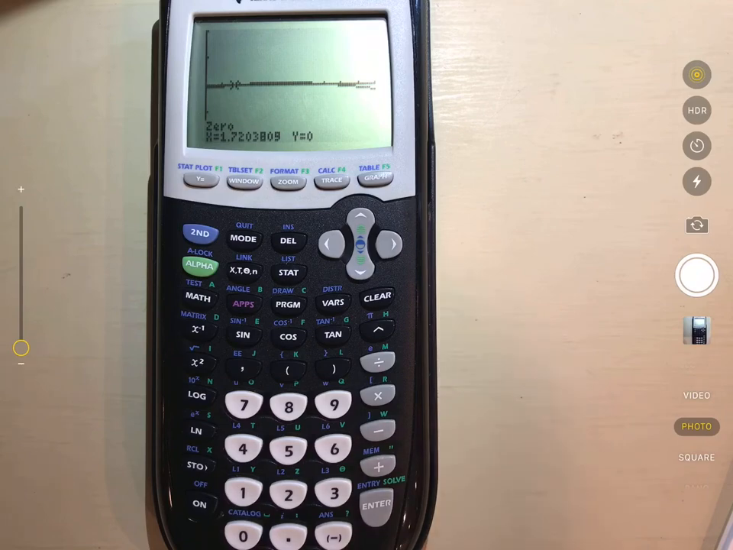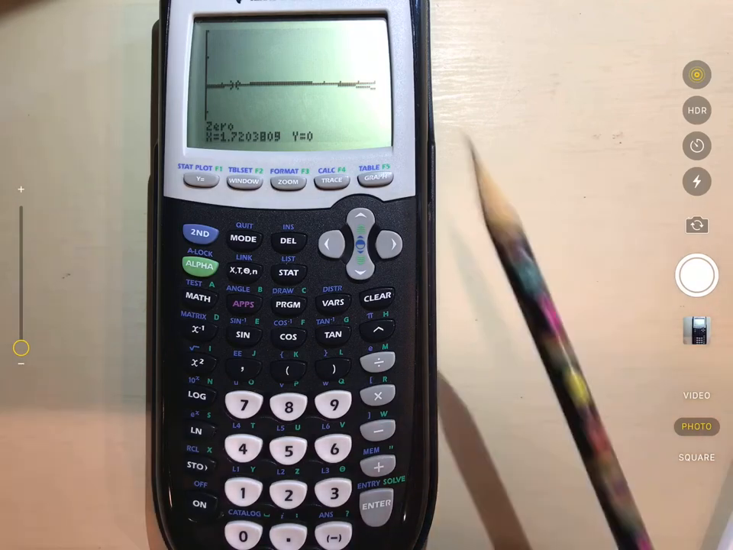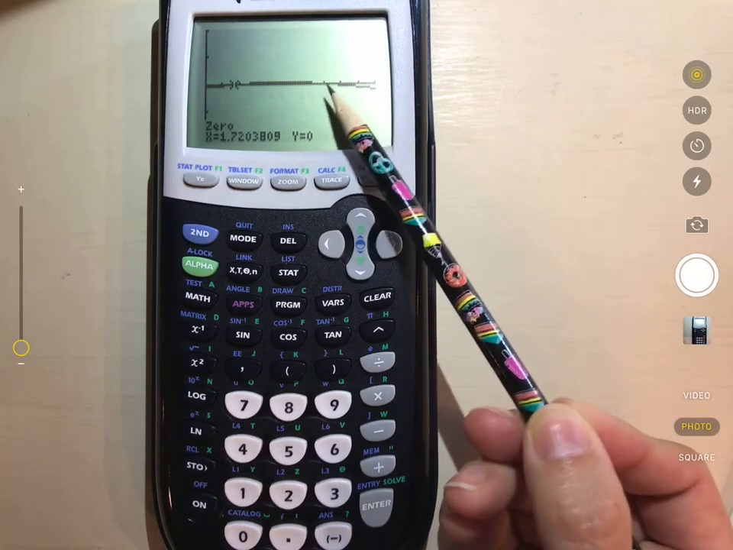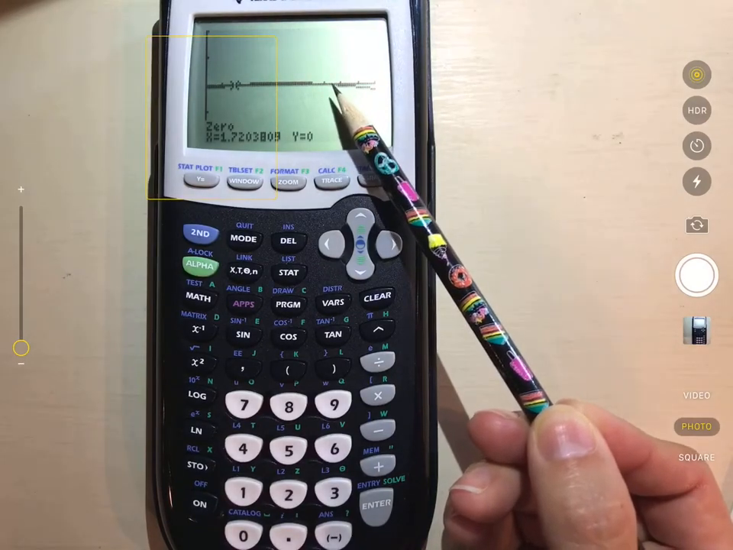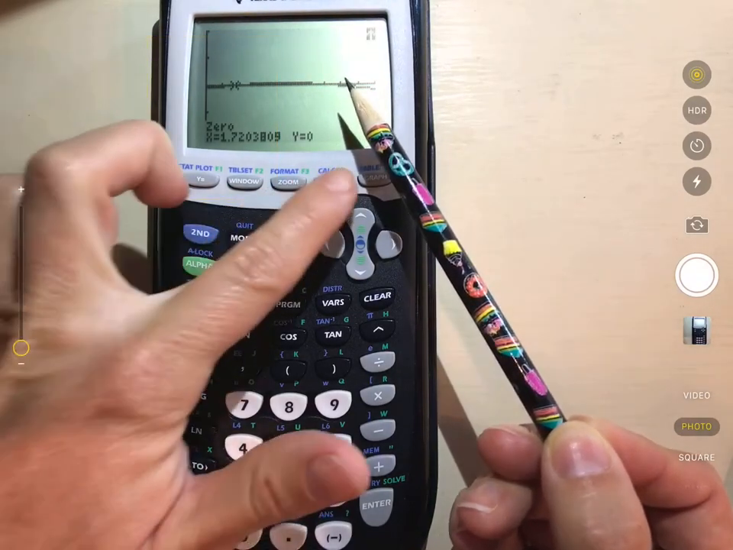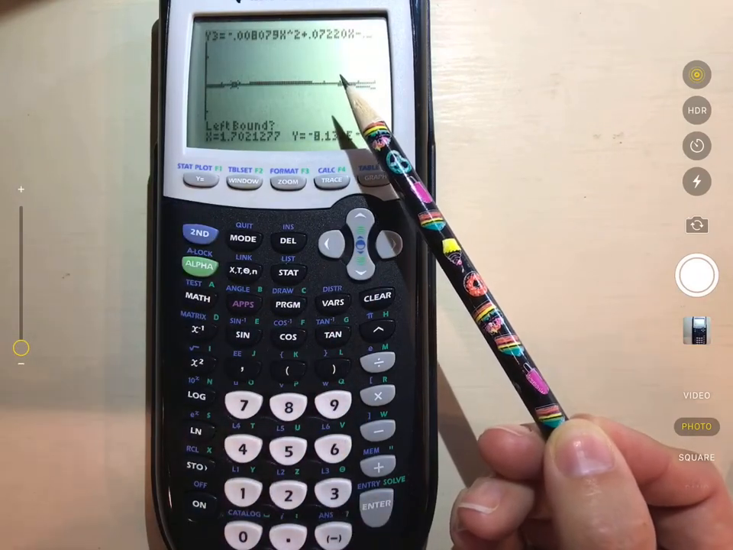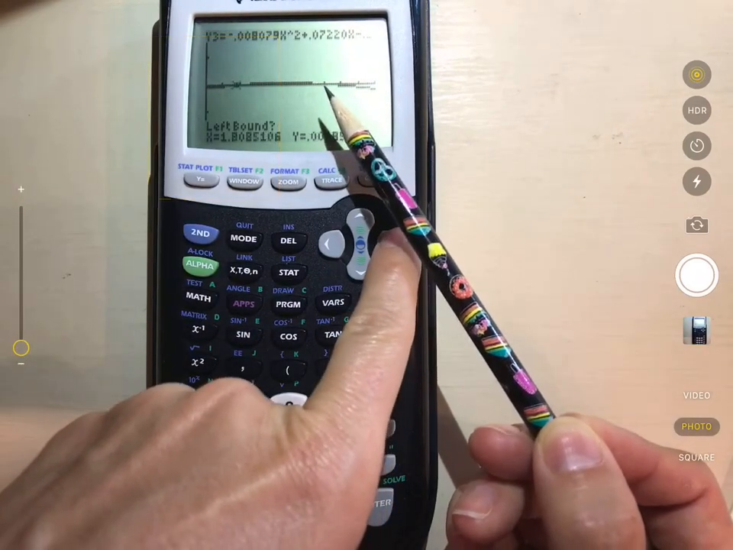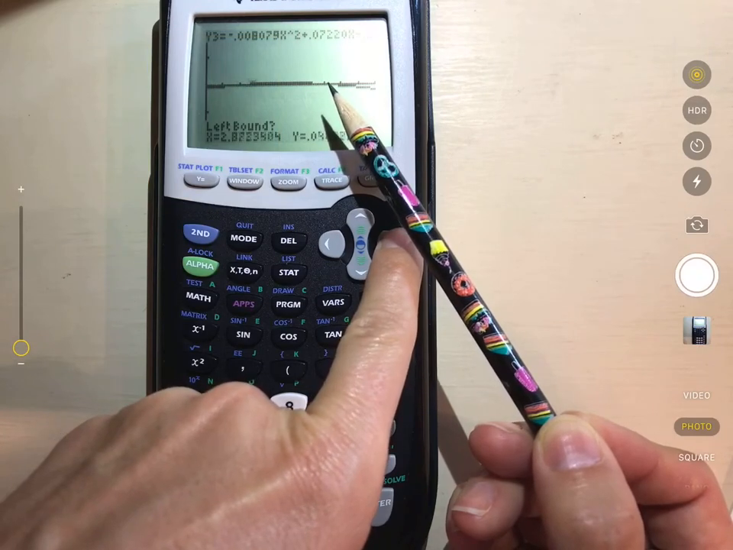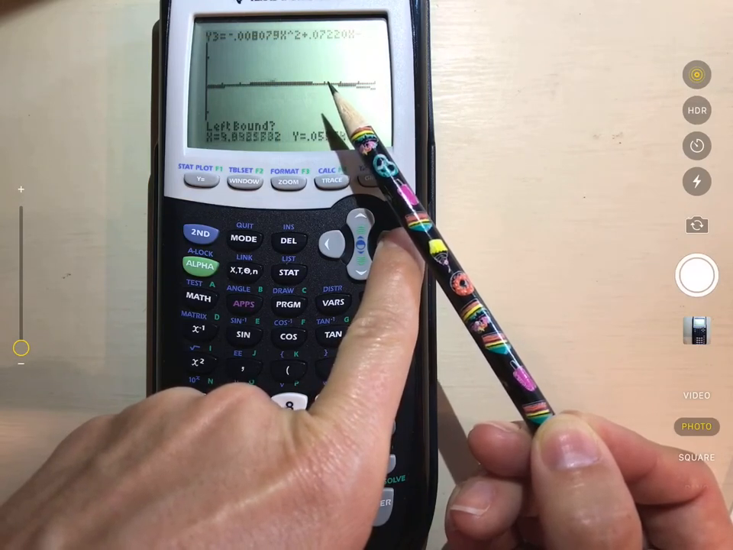If you look back at your notes, isn't that the first answer that we got for our critical number? Perfect. Okay, we're going to do the same thing for that other 0. Remember, there was another spot over here where it looks like it also touched the x-axis. So we're going to go second, trace. We're going to go to zeros, number 2. And we want to be to the left of this 0.